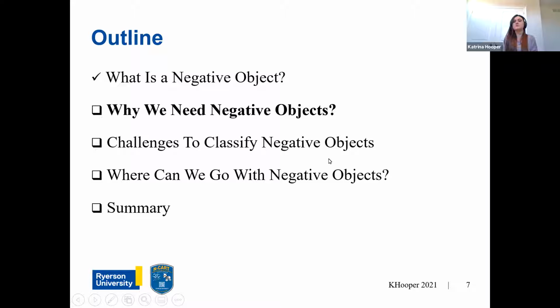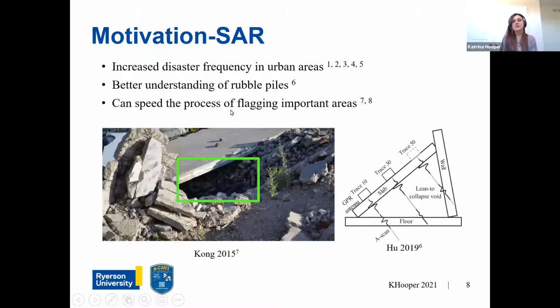So why are negative objects so crucial to study? As I mentioned in the beginning, search and rescue, otherwise known as SAR, and particularly urban search and rescue, which is just search and rescue in urban areas, negative objects are really important. Because urban areas have an increased disaster frequency, that's due to development being located near chemical plants or nuclear plants, because that's where jobs are, as well as higher populations, which leads to more frequency of terrorist attacks.